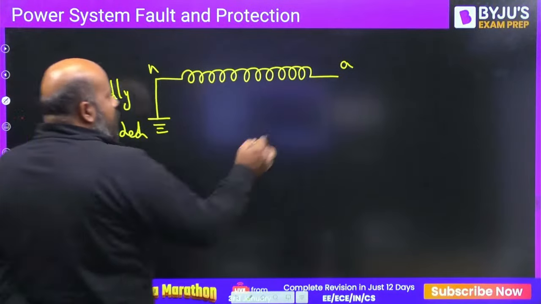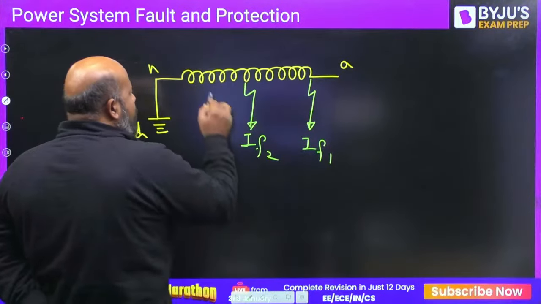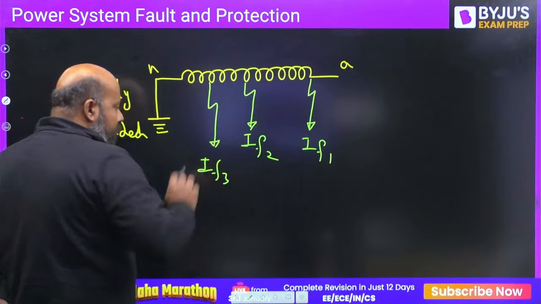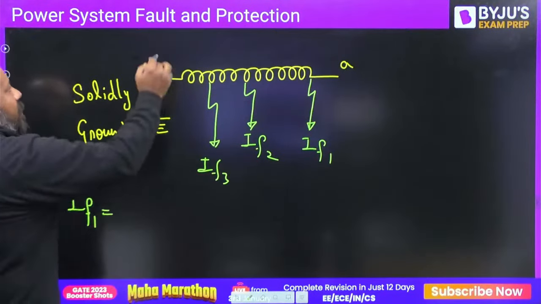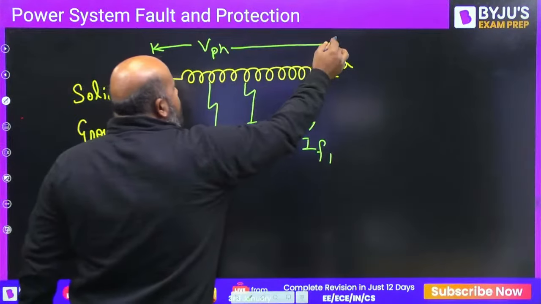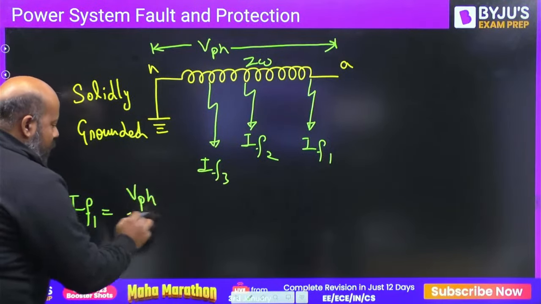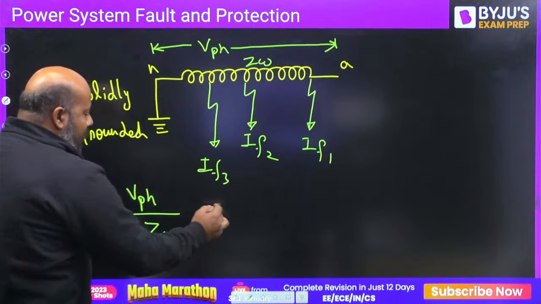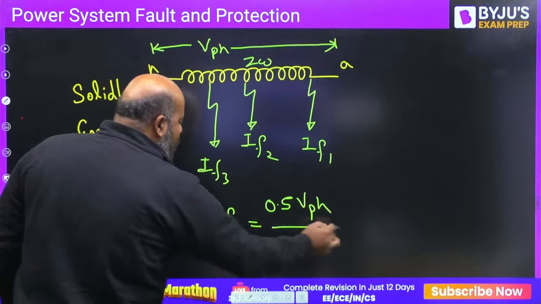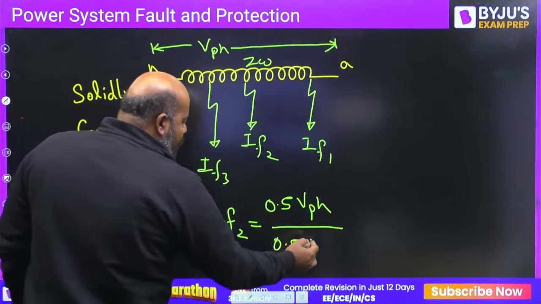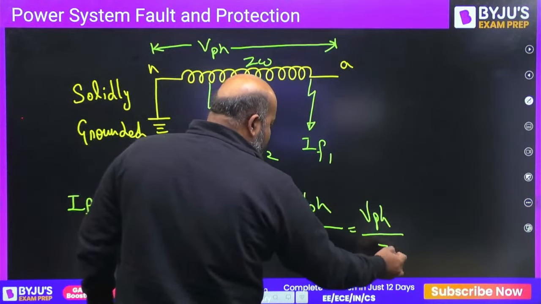Now, if the fault is occurring here, suppose this is the first case, if the fault is occurring at 50% of the winding, second case, and if the fault is occurring at 20%, this is the third case. Now, suppose I have to write IF1, the total winding voltage coming, this is going to be V phase and its winding impedance is going to be ZW. So, IF1 is going to be V phase divided by ZW. What is going to be IF2? Because 50% of the winding fault is occurring, so only 50% of the voltage will be coming across. And the impedance will also be again 50% only. So, again it is V phase upon ZW.